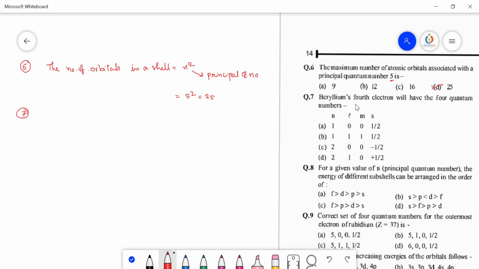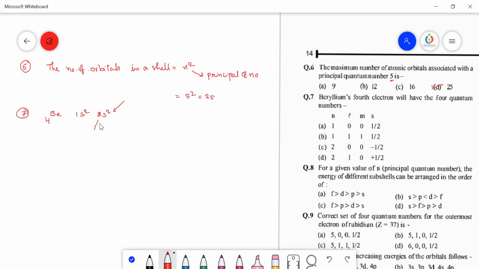Let us solve question number 7. Beryllium's fourth electron will have which 4 quantum numbers. Let us write down the beryllium atomic number, 4, and electronic configuration is 1s2, 2s2. So this 2s orbital has 2 electrons. In that, the last electron they are asking. So let's try to solve that.